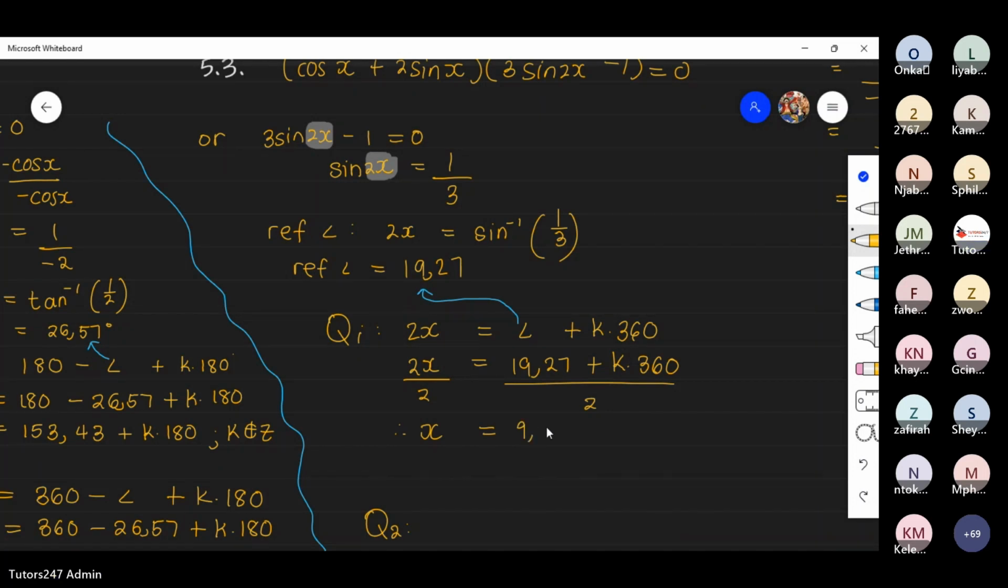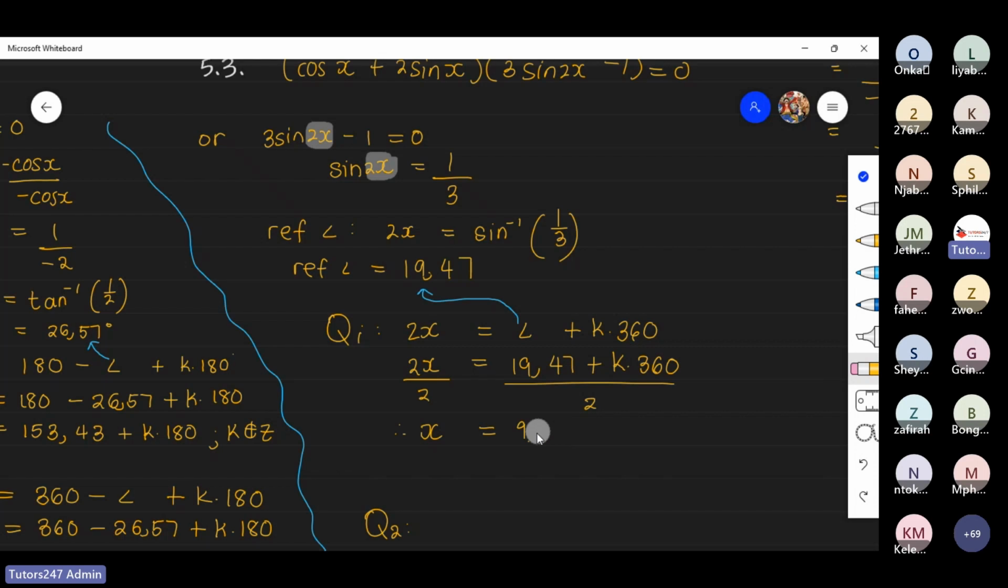So your reference angle is supposed to be 19.47. Okay, let me double check quickly. Sine inverse of 1/3. Oh, yes. Why did I write 27? Okay, thank you for that. Sorry about that, guys. Please note it is 47, not 27. So let us change that quickly. So 47, not 27.